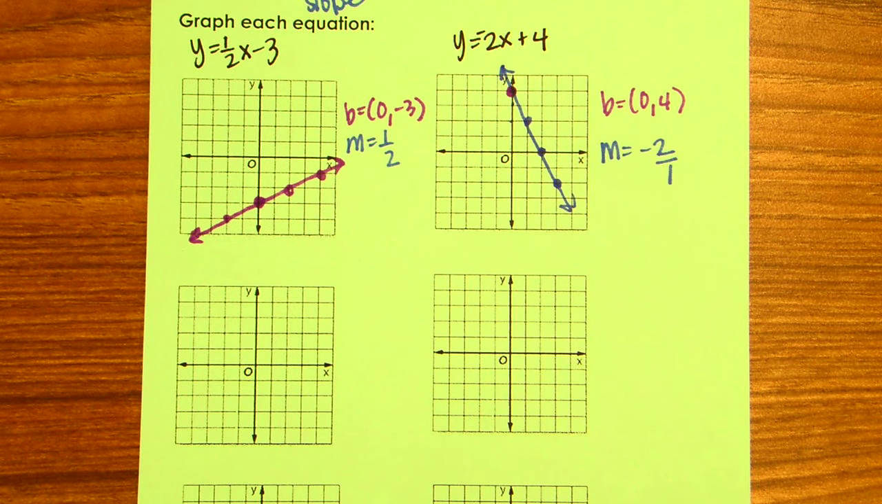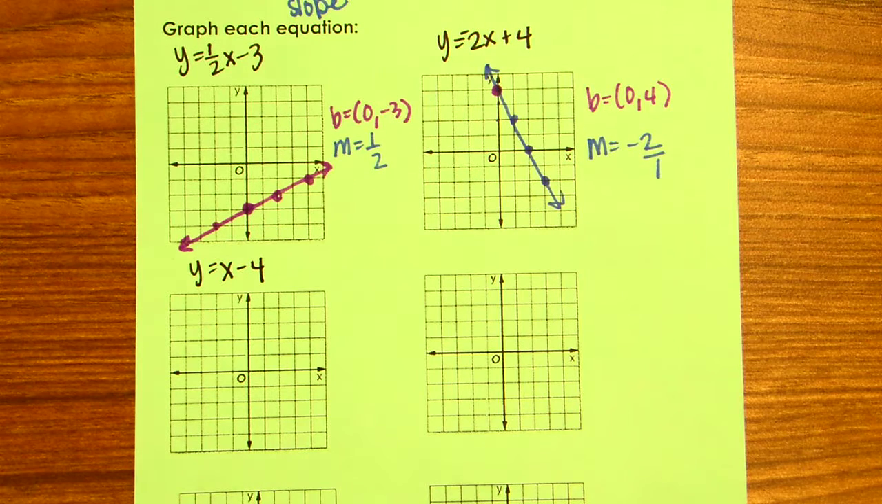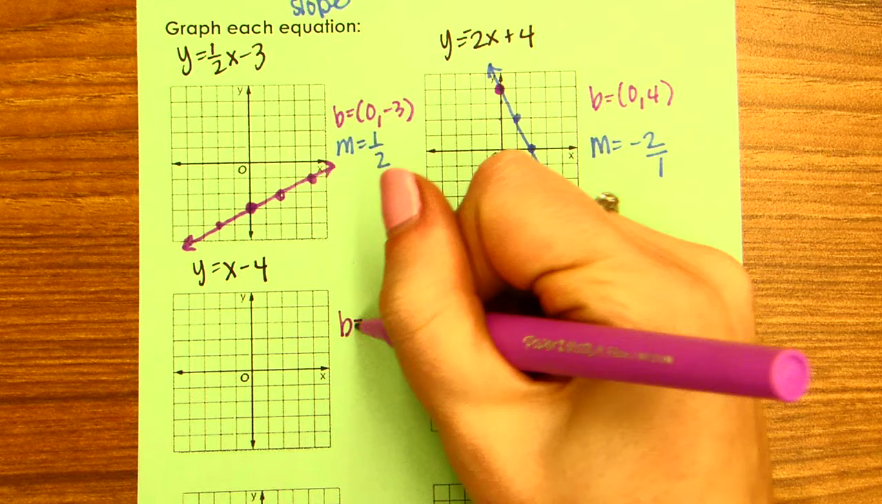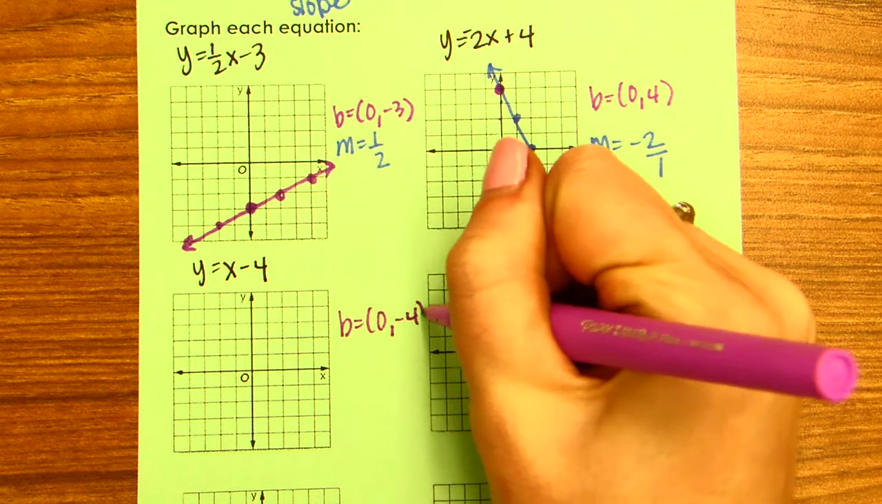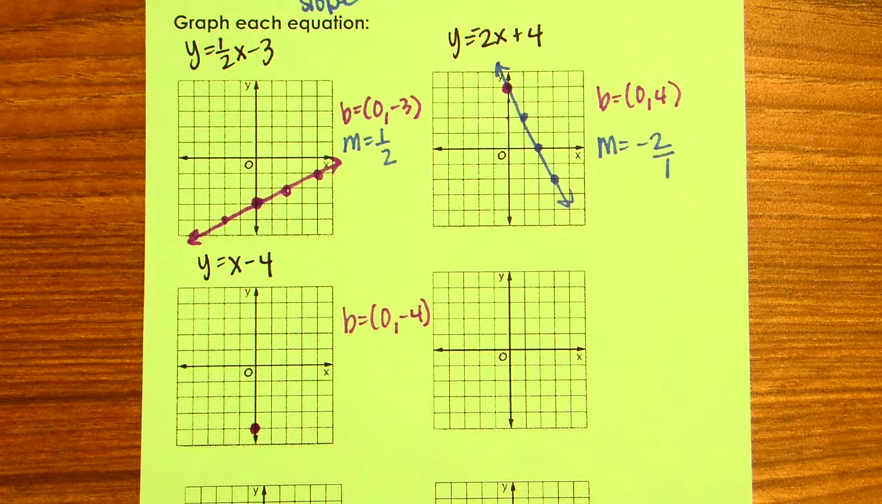Then, for example 3, let's do y equals x minus 4. So I begin with b. b is negative 4, so x is 0, y is negative 4. I go to my y-axis at negative 4, and I put a dot.